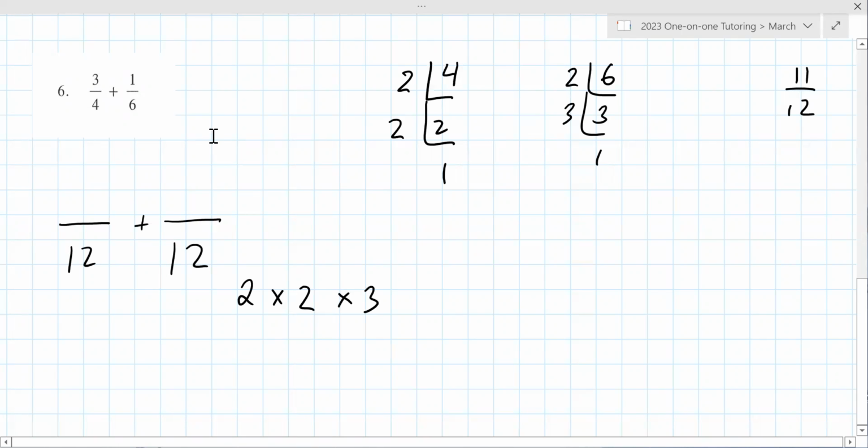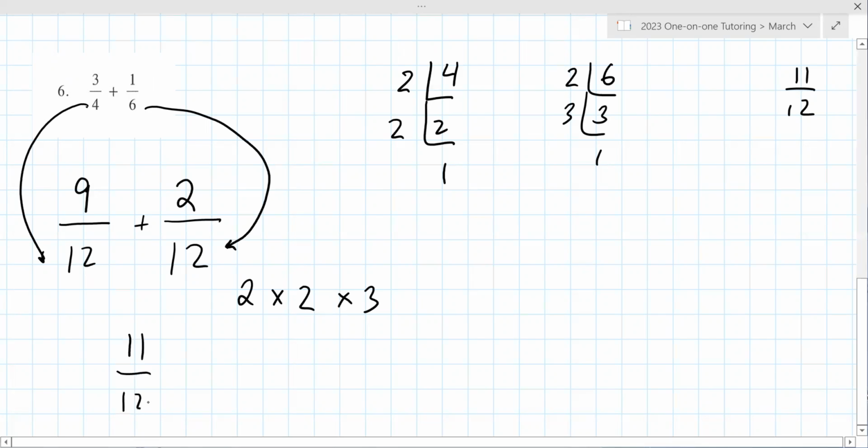So I got the bottom number right. But then the top number is where I got confused. How do you go from the 4 to the 12? What do you multiply by? Times 3. So you multiply that top number by 3. So 3 times 3 is 9. And then how do you go from 6 to 12? Multiply it by 2. So you multiply that top number by 2. So 9 plus 2 is 11. So I got it right. Yes, you got it right. Very good.